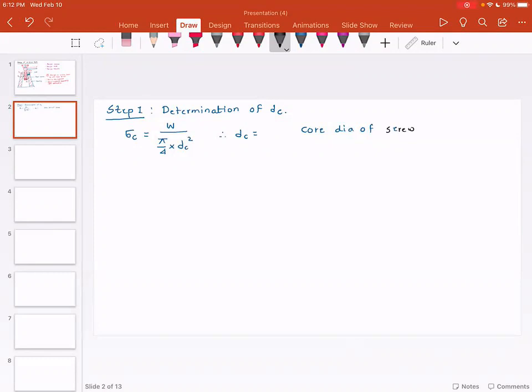Next step, step two. In step two, we have to find out the amount of torque that is needed to raise or lower the load. Now, as you know, there are two things that we need to consider here. First, we need to know what is the friction angle. And next thing we have to know is the helix angle.